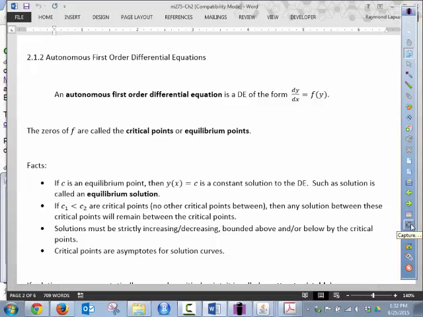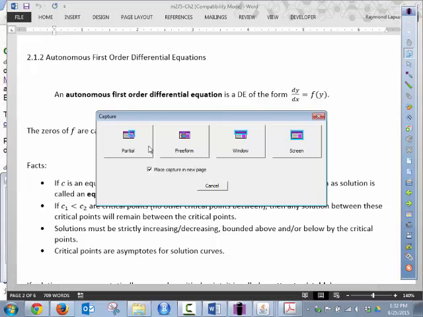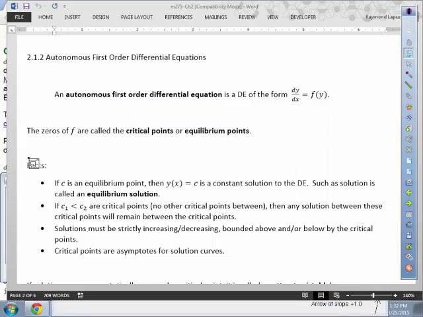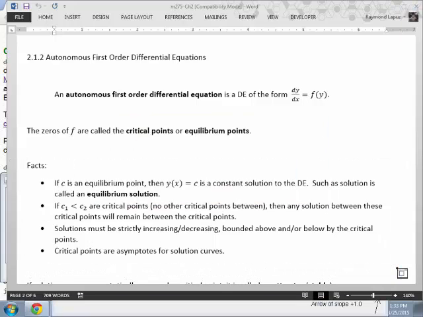So, important facts about equilibrium points. Our examples are really simple. We'll take a look at a couple more problems from the textbook.